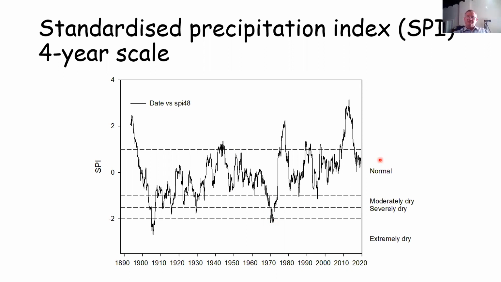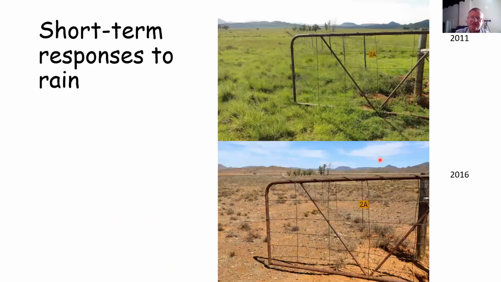Now, I say that composition doesn't necessarily vary very much over short periods, but certainly the relative abundance of the different growth forms can. And so on this next slide, entitled Short-Term Responses to Rain, you can see just how responsive the environment can be. It happens in reverse as well. You can go from very dry to very green very quickly. And that is essentially because of drought.